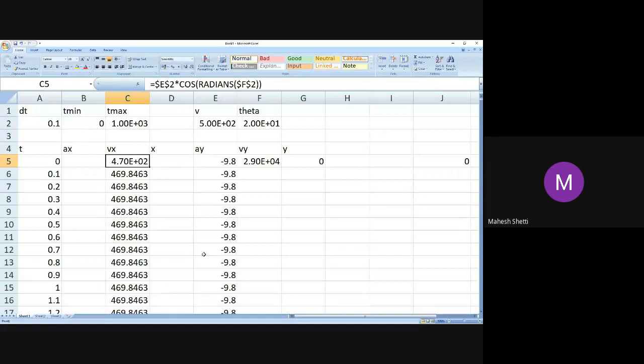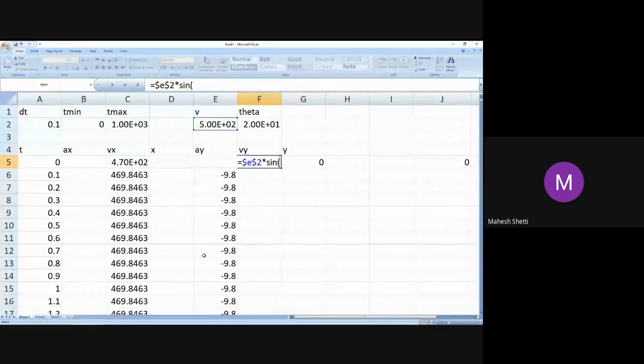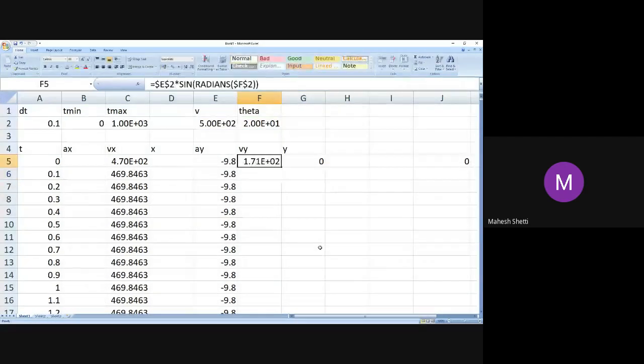Fine, initial x velocity. What is the initial y velocity? It is going to be $E$2 multiplied by sine of the angle in radians, and this $F$2. This is the initial velocity. I could have written F2 also, because I am not going to drag this formula down, but I have just written it.